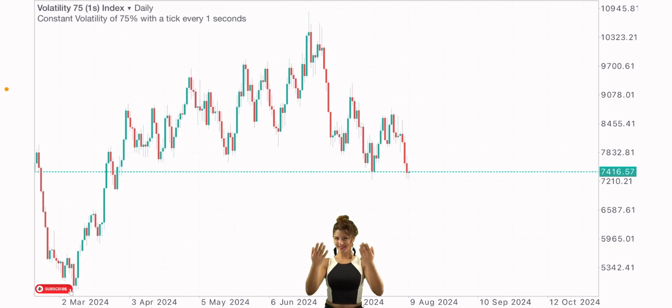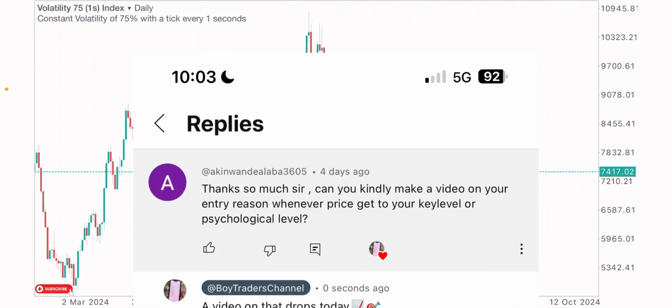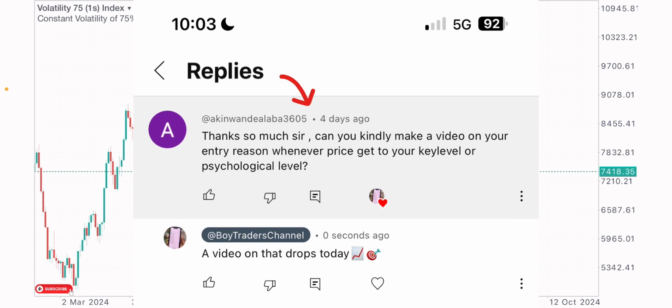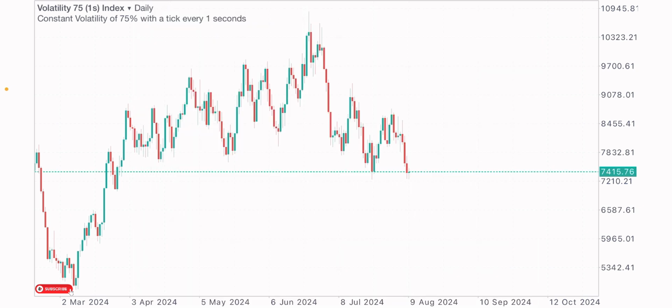So I got a comment from one of my subscribers asking me to make a video on my entry confirmations, what I look out for before I decide to take a trade, or my trade levels. My trade entry levels can be key levels, support levels, resistance levels, order block levels, trend support and trend resistance levels. It depends on the market structure, the market formation, where I decide to buy or sell, right? What I look for before I have these confirmations to buy or to sell. So in today's video, we'll be talking about all of that.